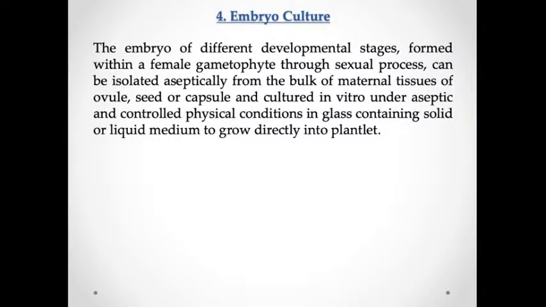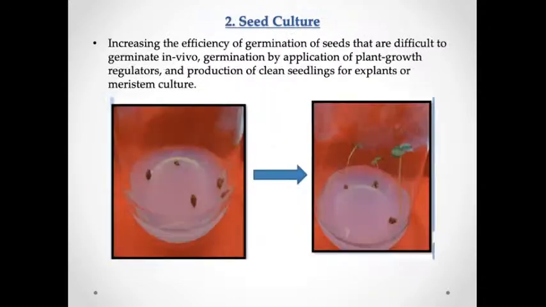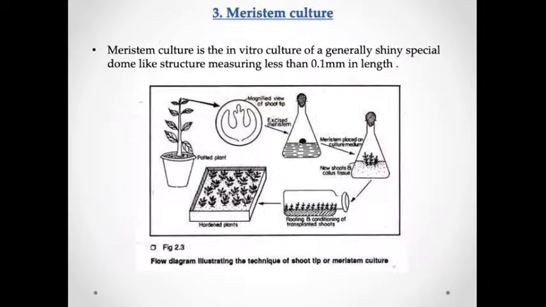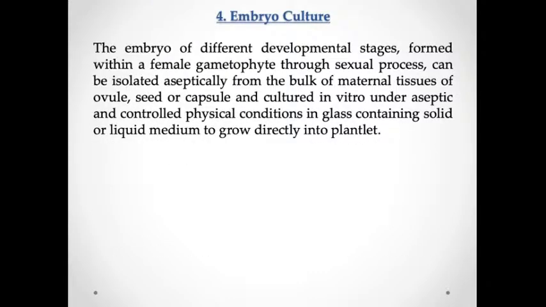So we are done with meristem culture also. We finished the first, organ culture, then the seed culture, then the meristem culture, and we discussed a little bit about their importance. Then comes embryo culture. The fourth one is now embryo culture.